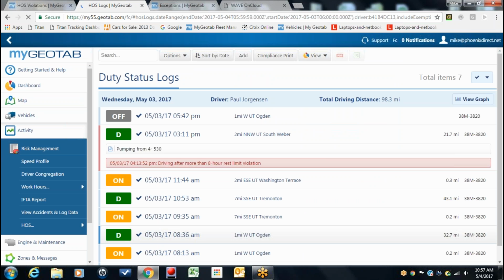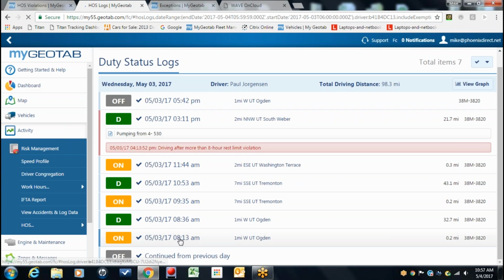So right in the duty status log, it tells us that he exceeded the driving. He was driving. In other words, he didn't get his rest. 8-hour rest limit. He was violated at 4:13. How did they come up with that? Well, he came on duty at 8:13. So 8 hours later is 4:13. So it doesn't matter if he was driving or not. He was on duty when he should have had a rest somewhere between 8:13 and 4:13. He should have taken a rest.